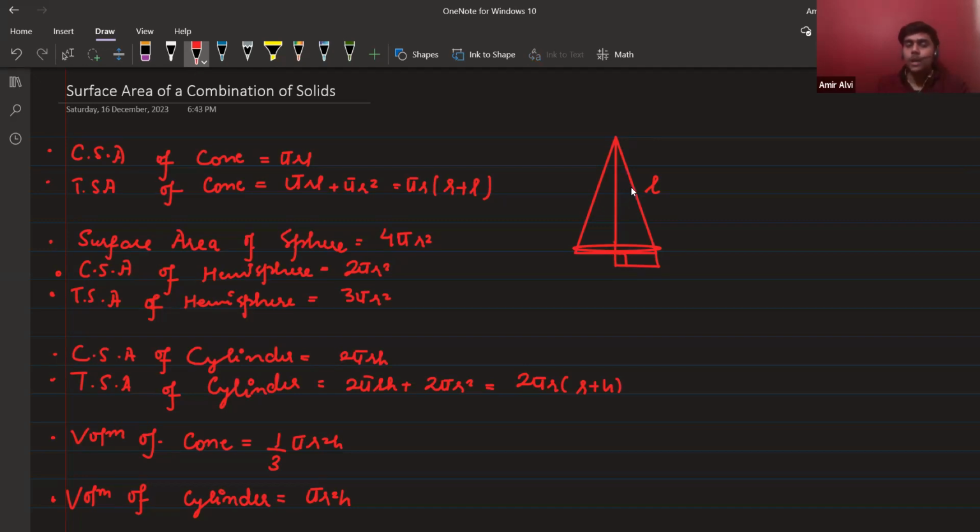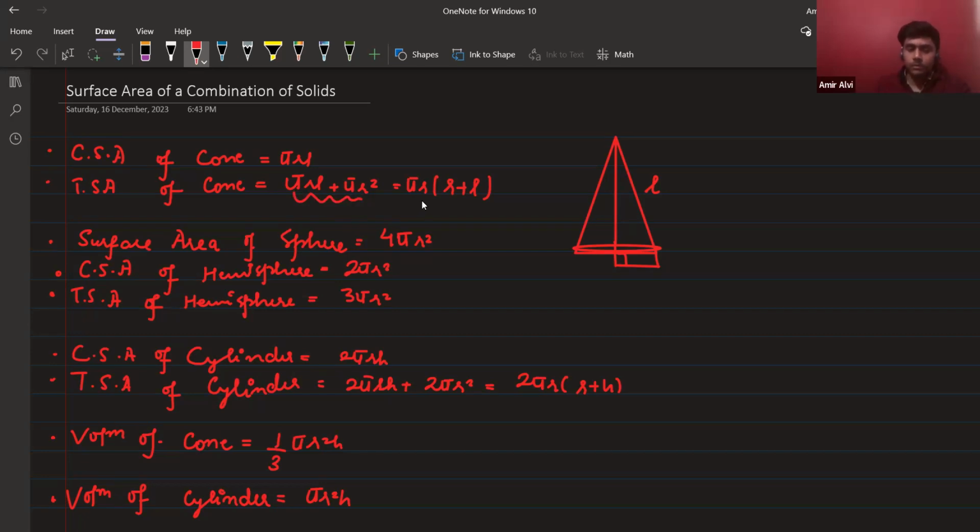How many of you are getting my point? Please let me know. Everybody getting my point? Okay, very good. So this is pi r l. Now when we go to the total surface area of a cone, pi r l will also be there. I have to add pi r square because the base of the cone is a circle. So for the total surface area, I have to add the area of the base. So pi r l plus pi r square equals the total surface area of the cone.